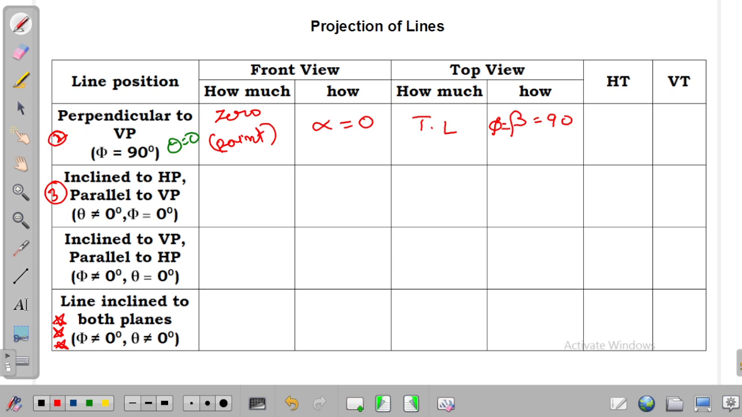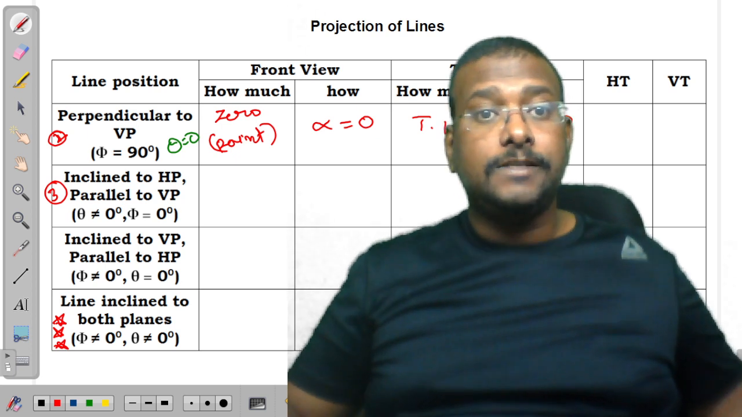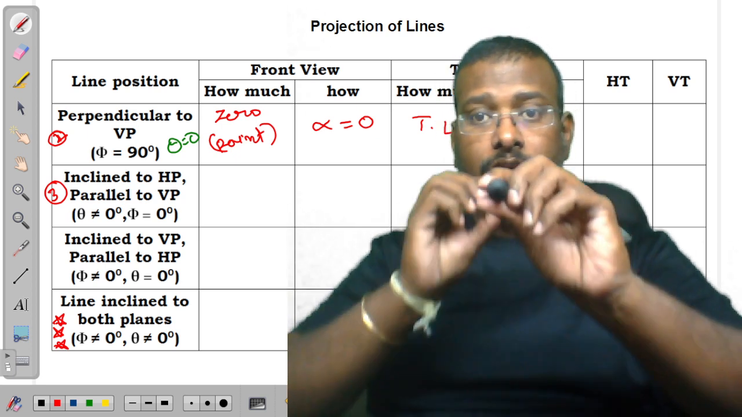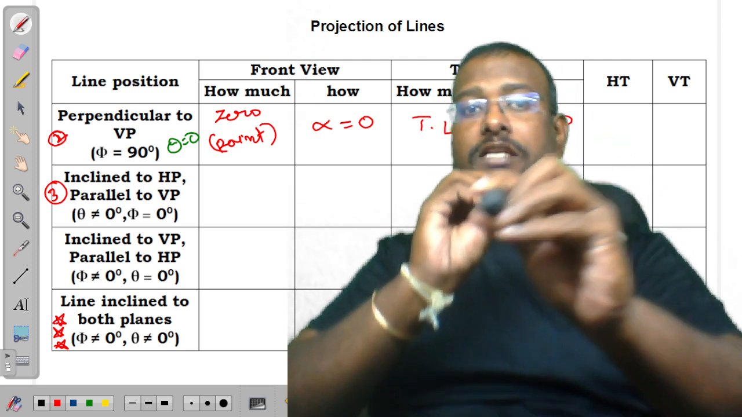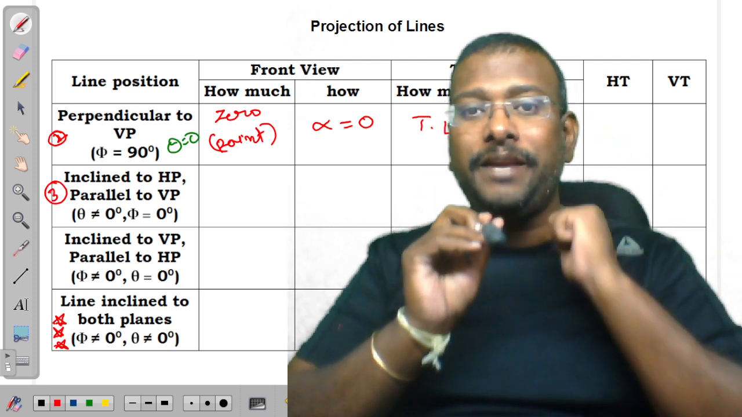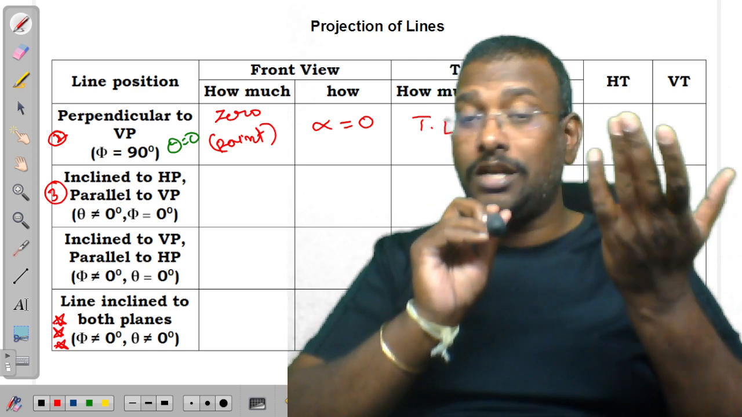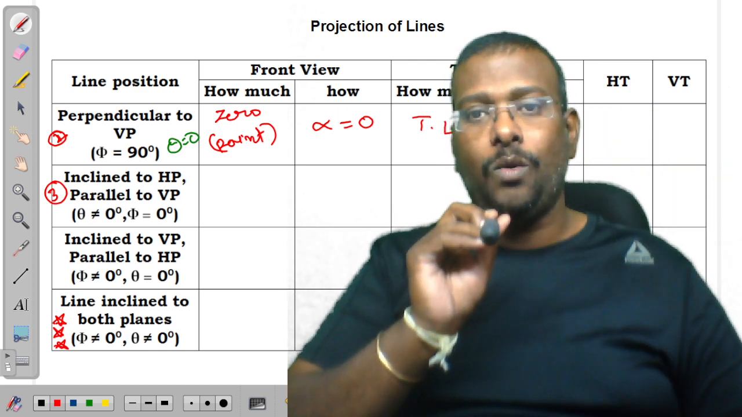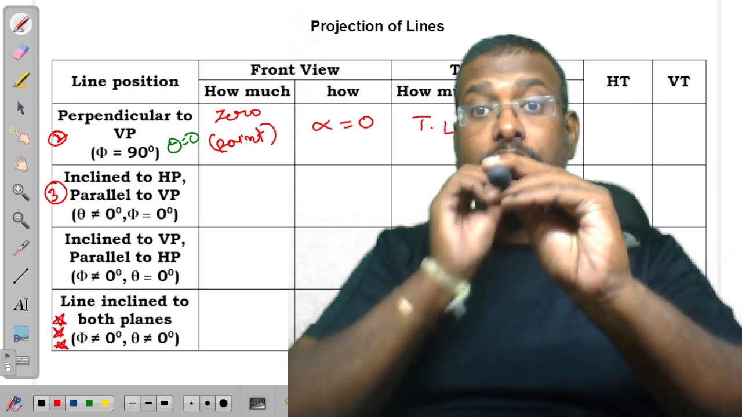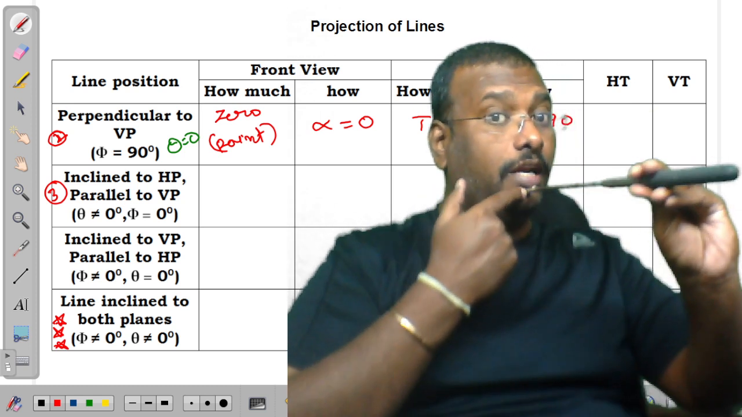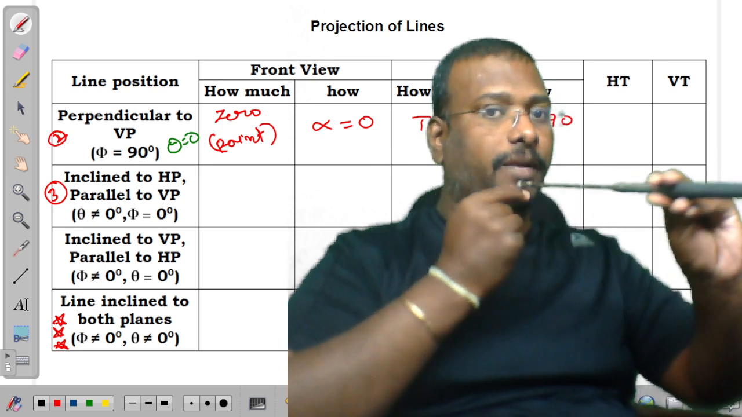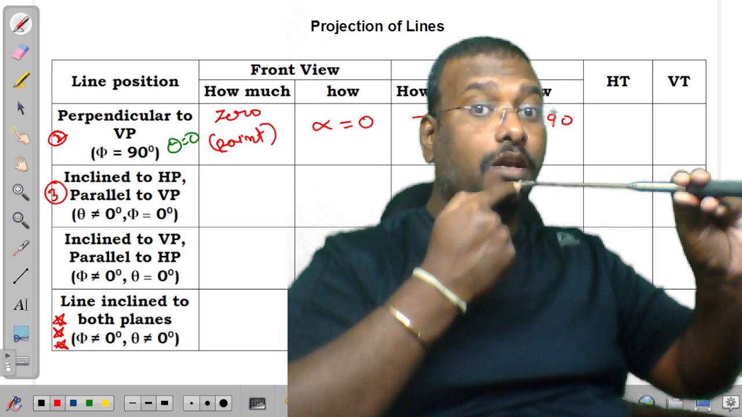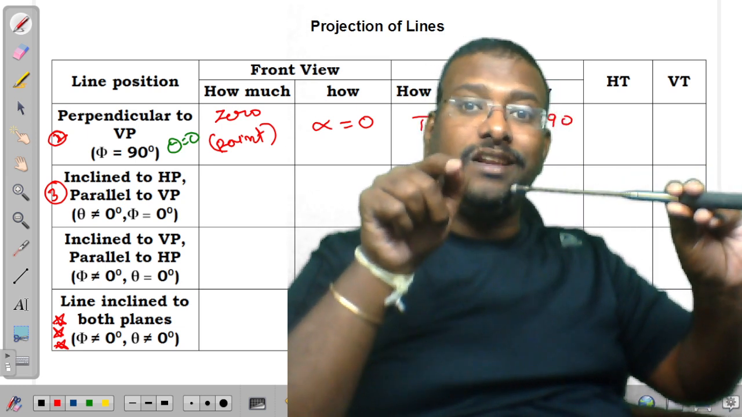Now the next case. Sir, in this case, if I extend it, will it touch HT? Nowhere, sir. Why? It is parallel to HP. It won't touch HP, therefore it won't have HT. Sir, if you extend it, it will touch VP. For your clarity, I am tilting a little bit. So it will touch VP. So it has VT, but here it has a special case.